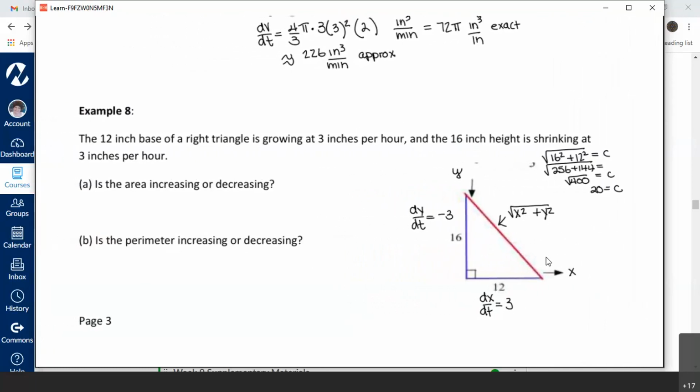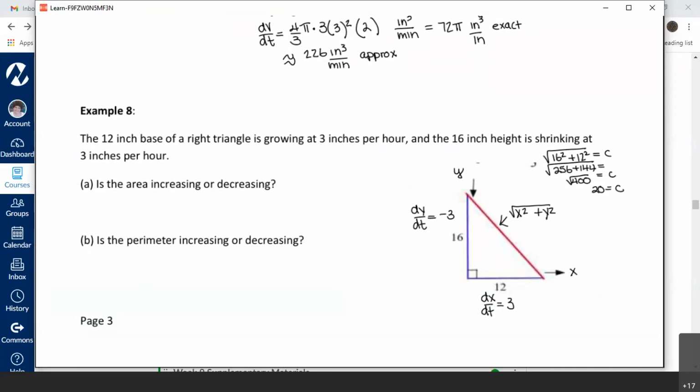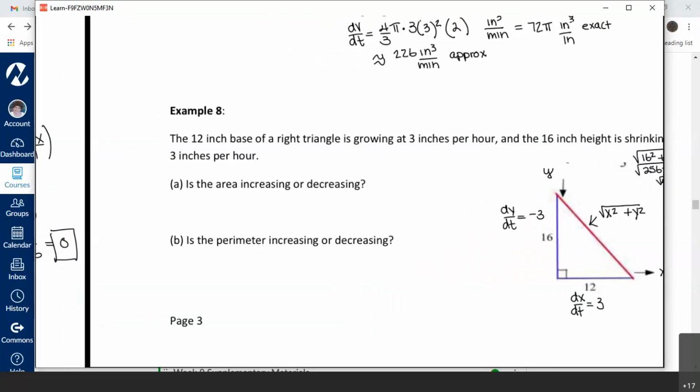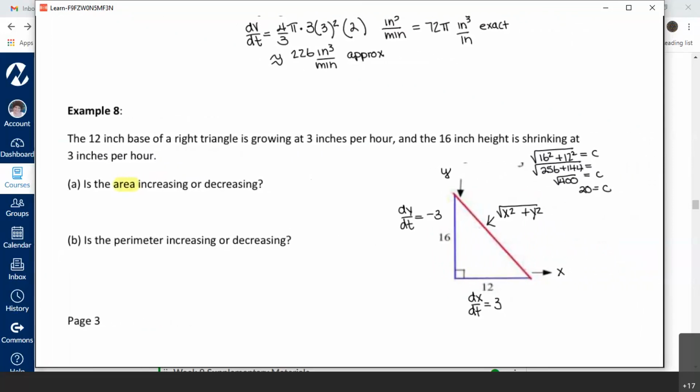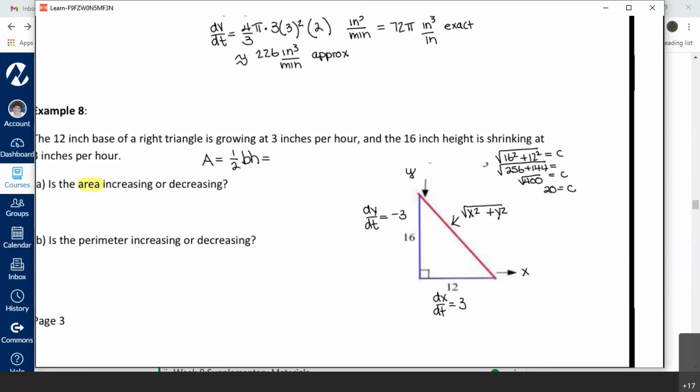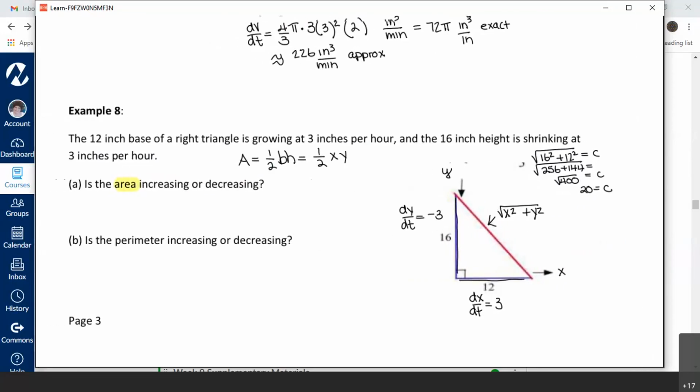Okay, the next thing I have to ask is, what about area? They're asking me about area. So I need a formula for the area of a triangle. You might remember area as 1/2 base times height. In my example, my base is called x and my height is called y. So that's how I would write this formula. Here's the base of the triangle down here. Here's the height of the triangle, and it's a right triangle, so that's easy.